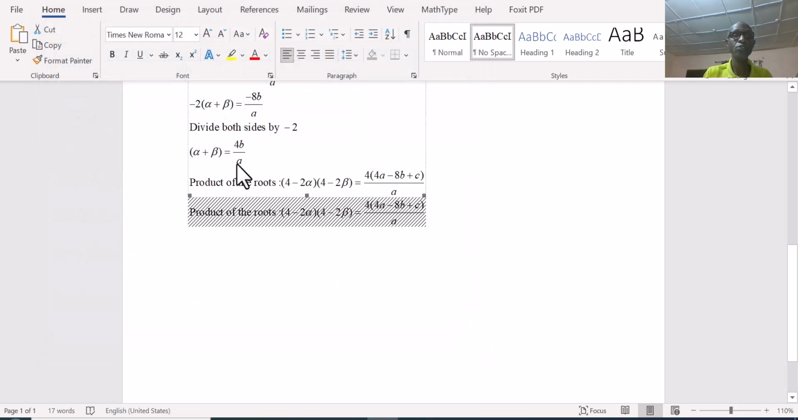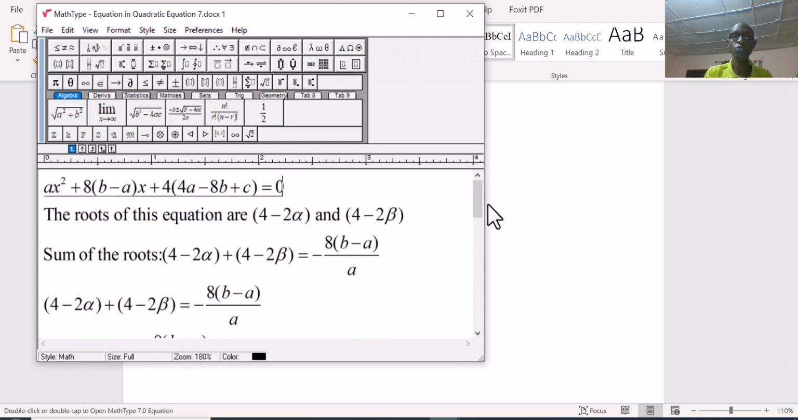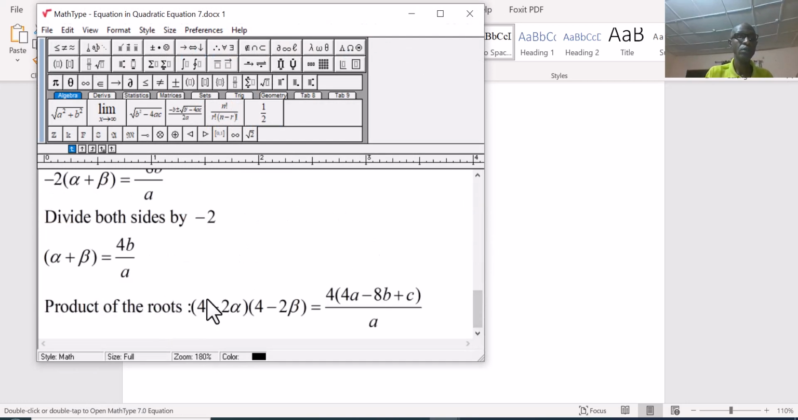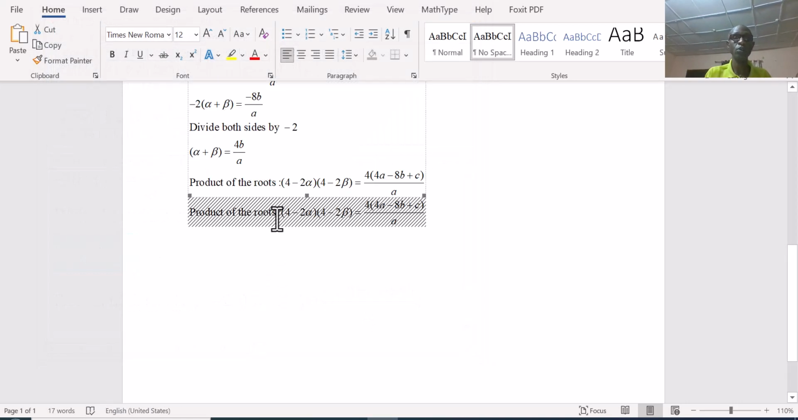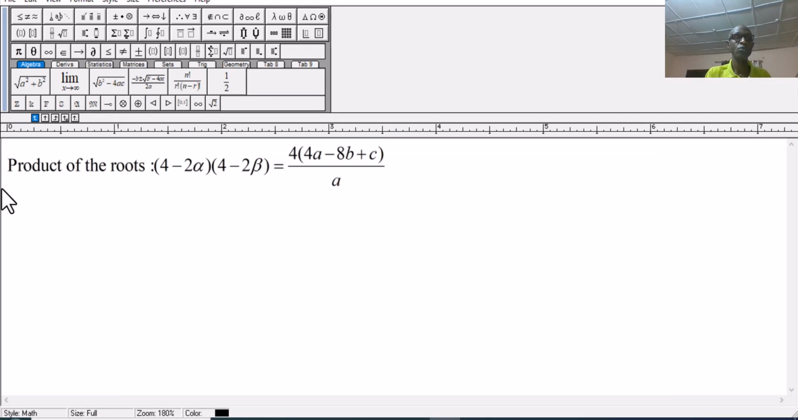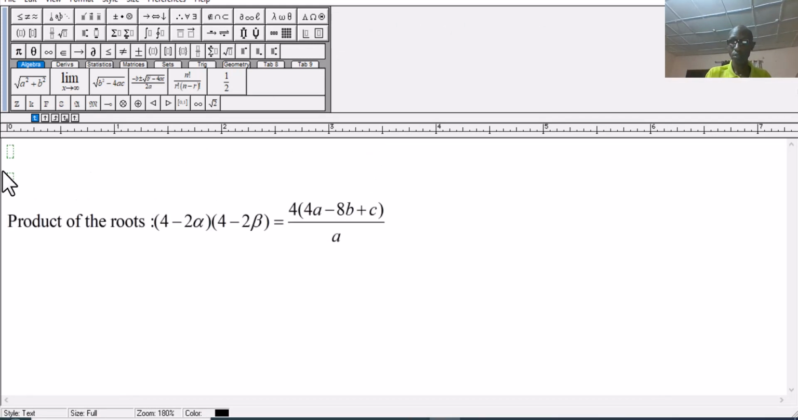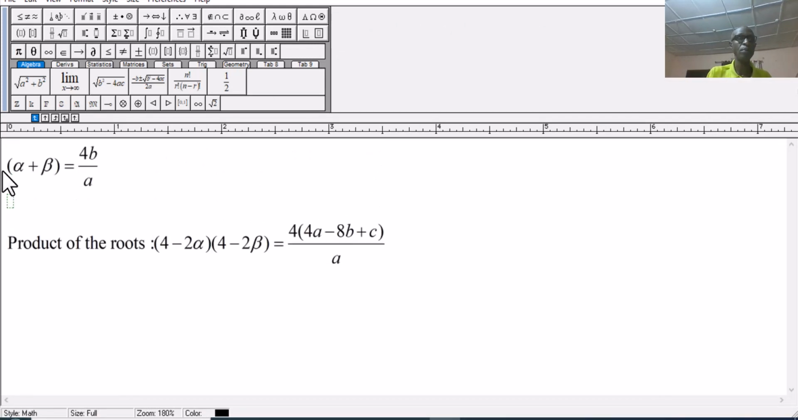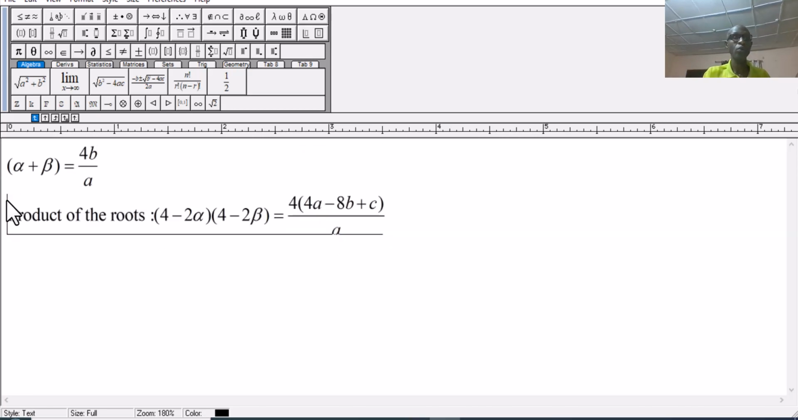So I need to copy this. Let me just copy what we have here. So we have this. Then with the next one I'm working, it will be clearer. So I don't want to be going back. So we have this. We are going to work with this now. We know our alpha plus beta. So I'm going to work with this and expand it and simplify it.